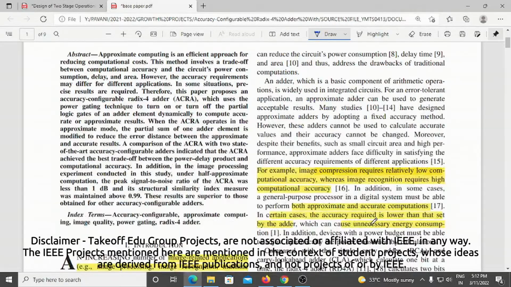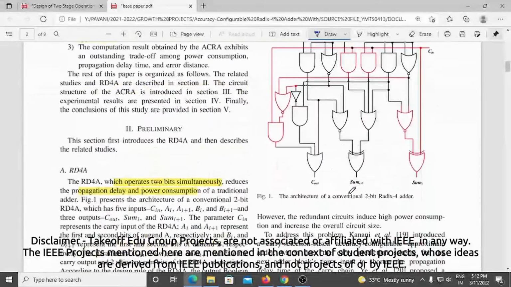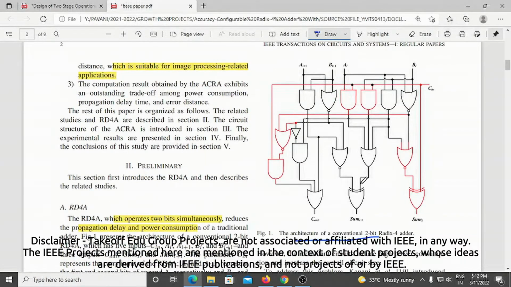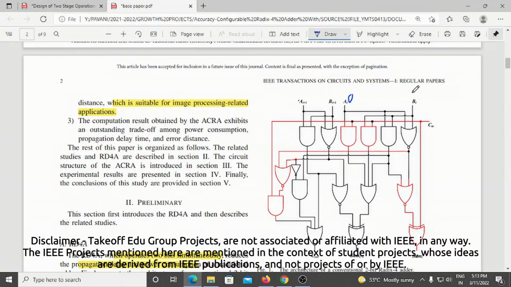So coming to the circuits, this is a 2-bit Radix-4 adder. This is the structure of the Radix-4 adder, which operates on 2 bits simultaneously. That means Ai, Bi and Ai+1, Bi+1. First suppose we give 0 1 and 0 1 like this. Here 1 is given to the NOR input and 0 is given to this input, so 0 plus 1 is 1, which gives an output of 0.